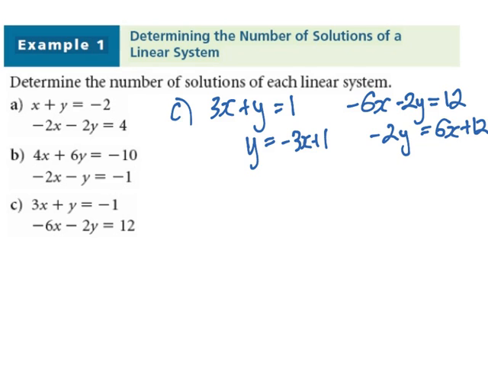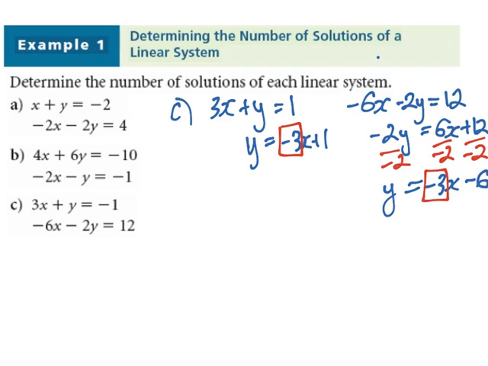Then we'll divide by -2 to isolate for the y. Again, we have to divide by each and every term. So on the left side, we get y, and 6 divided by -2 is -3x, and 12 divided by -2 is -6. Notice now that the slopes are the same, -3, but the intercepts are different. Therefore, we'll have 0 solutions because these lines are parallel and not touching. 0 solutions.